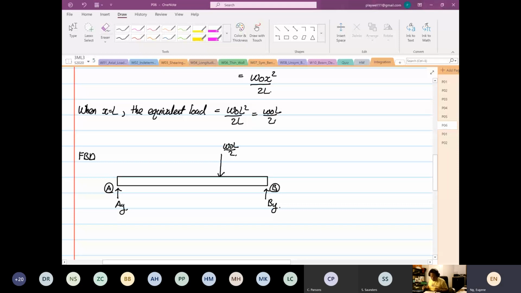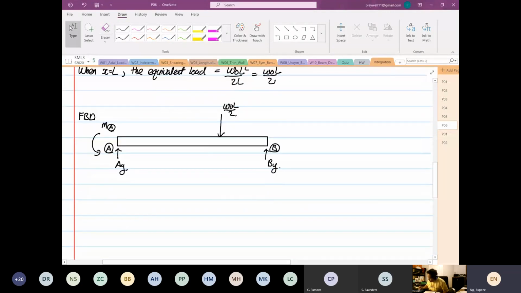For now, I have no clue how the moment will be acting at A. I'm just going to assume that the moment about A is acting in this direction, the positive direction. That's an assumption that I make. Later on, if it's incorrect, you will get a negative, and you just flip it over. We know the distance from here to here is equal to 2L over 3.